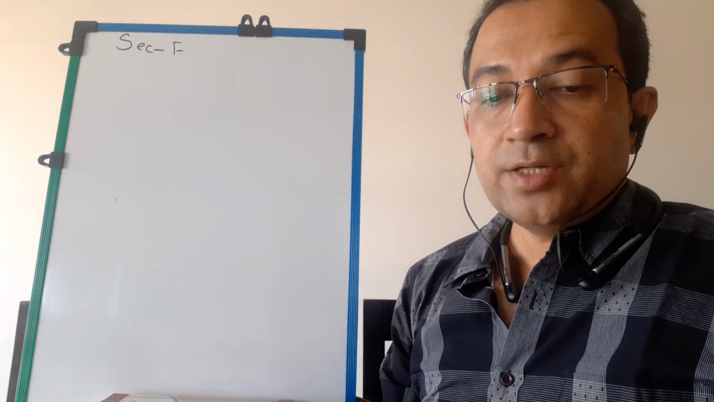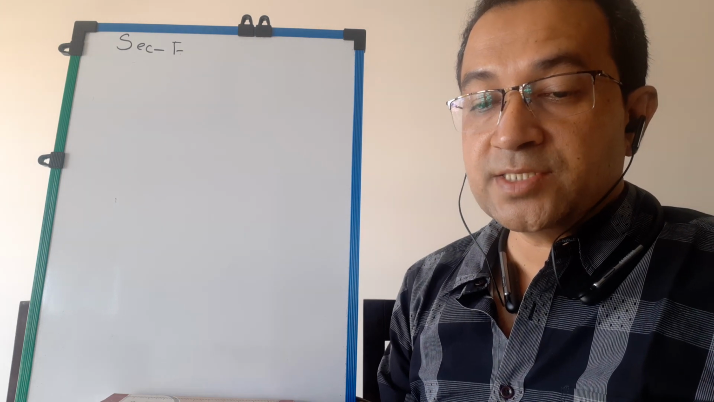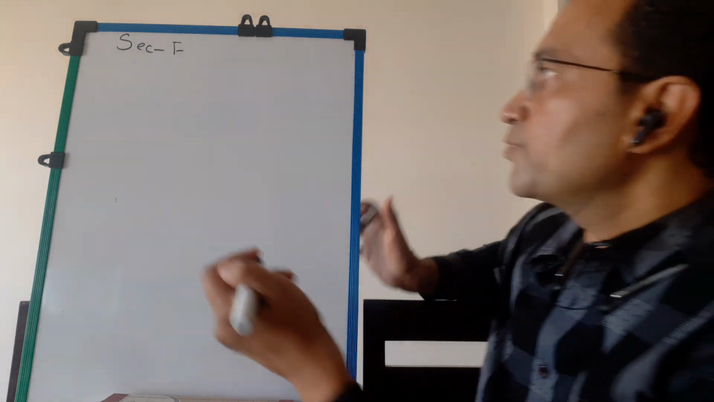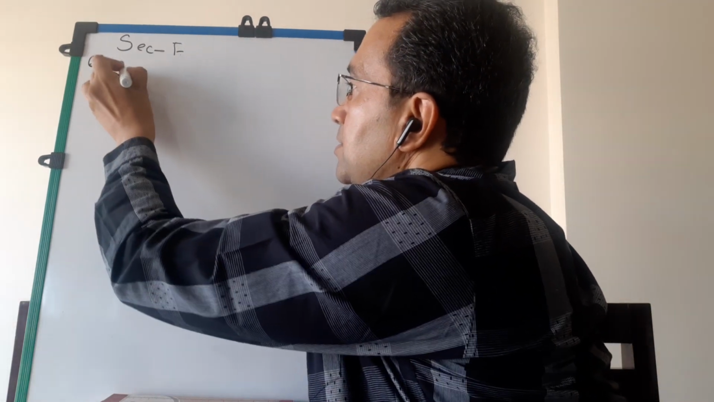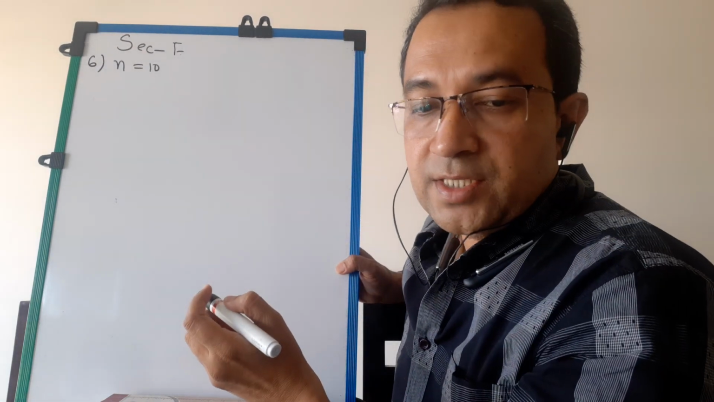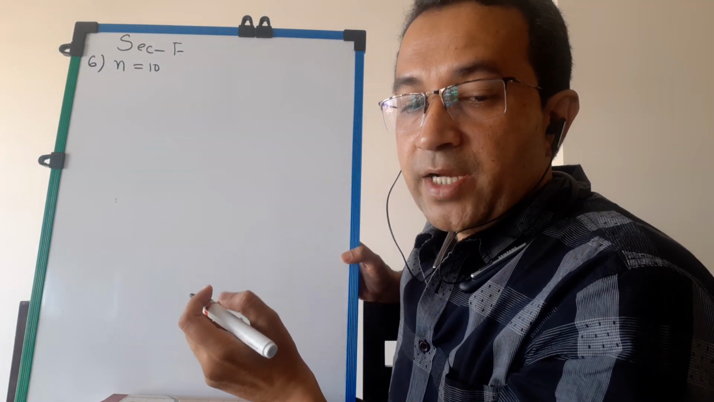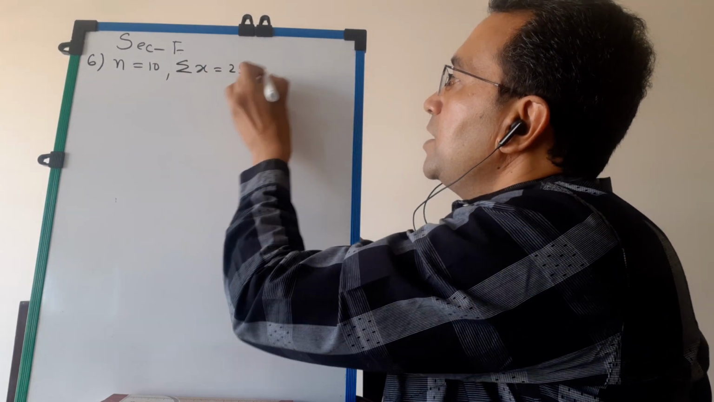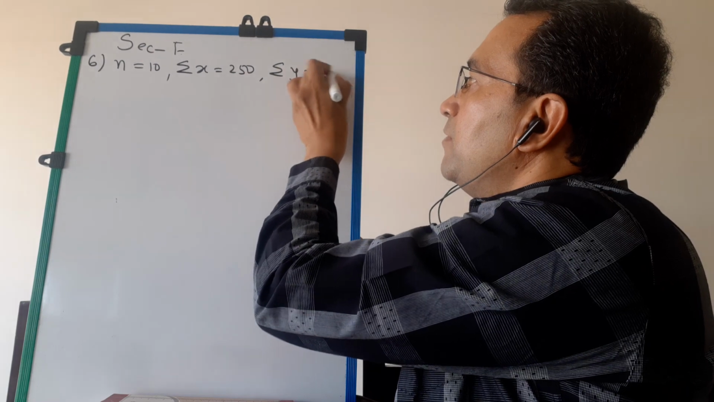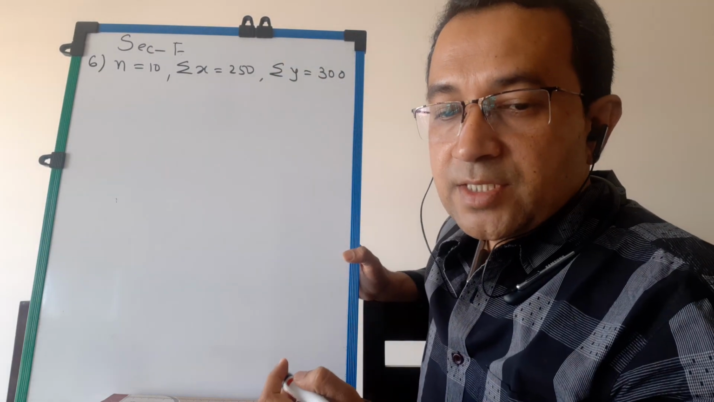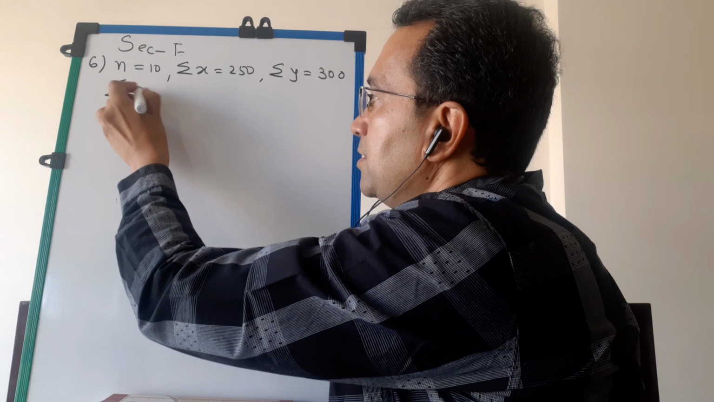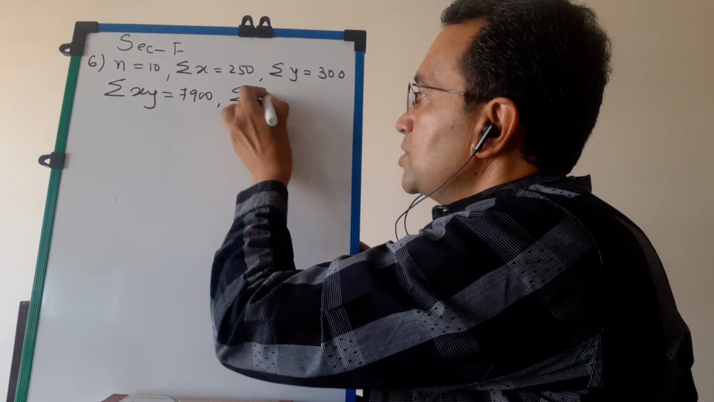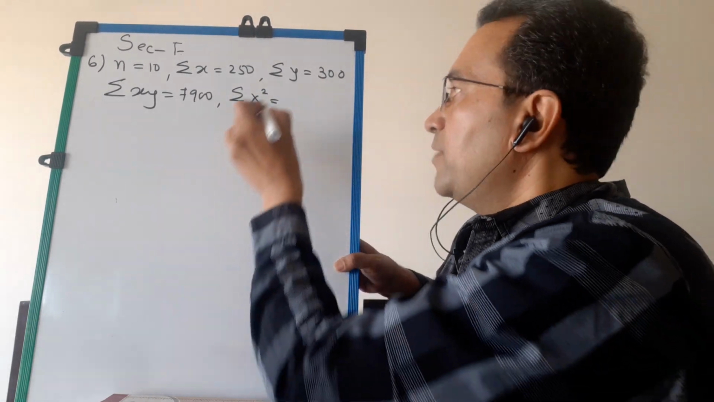Obtain the regression line of y on x from the following data and estimate y for x is equal to 30. First, let us collect the data, students. N is given as 10. Sigma x is 250, sigma y is 300. Sigma xy is 7900. And students, sigma of x square is given as 6500.